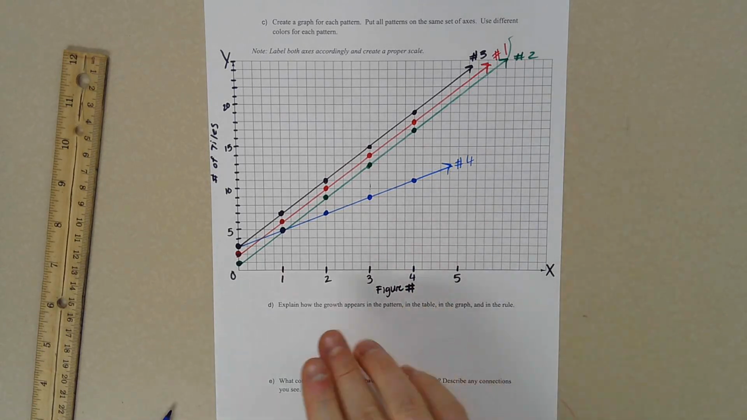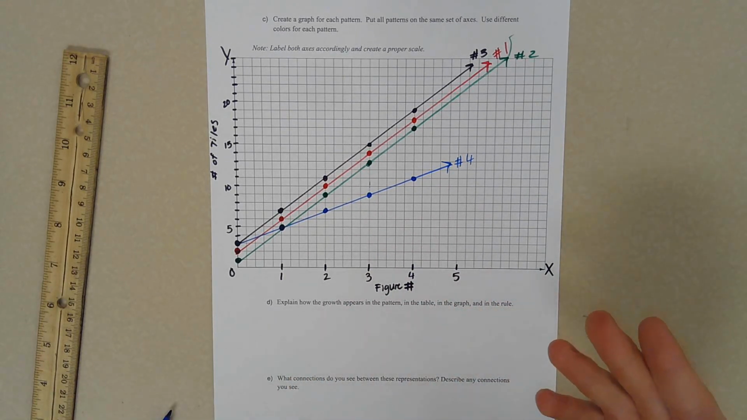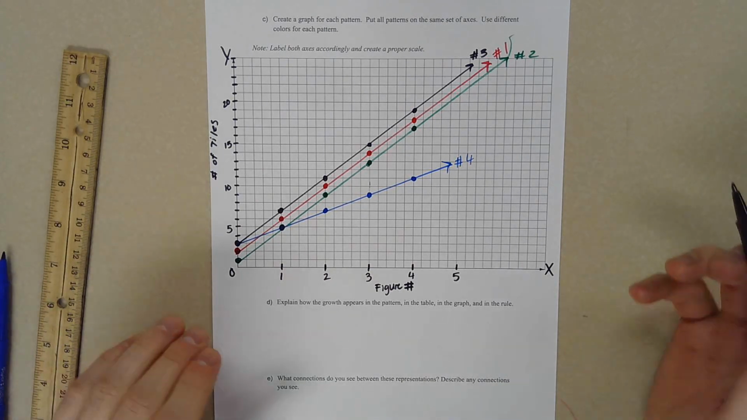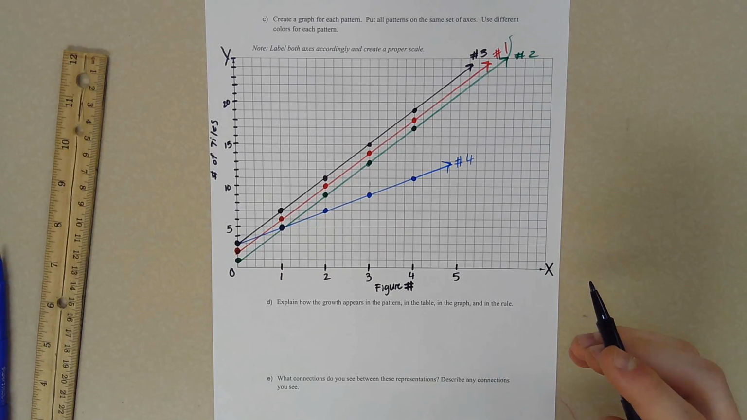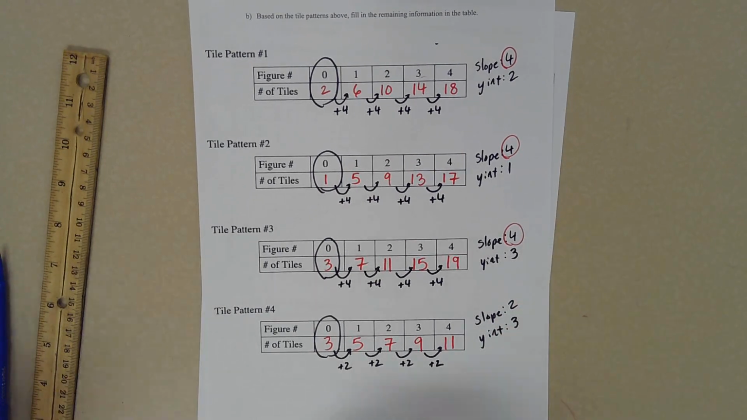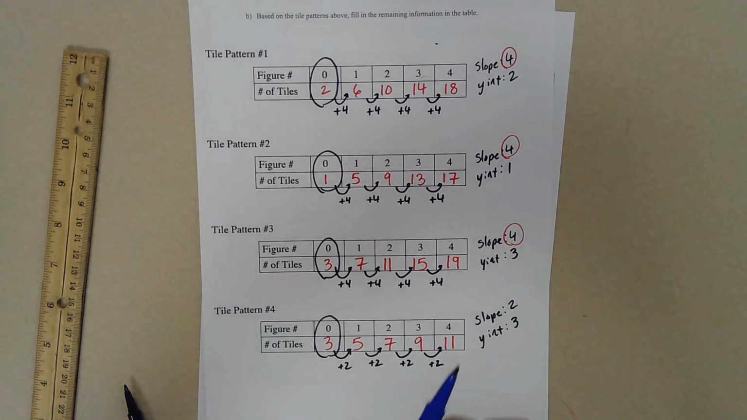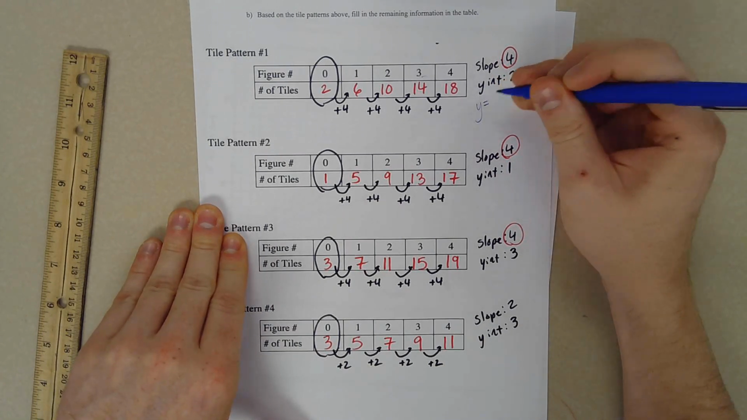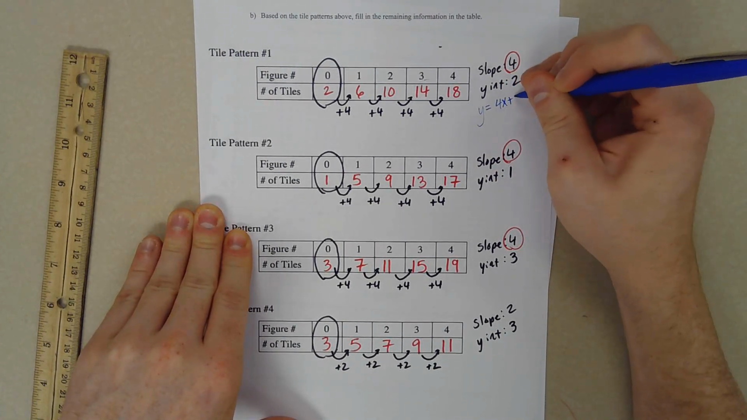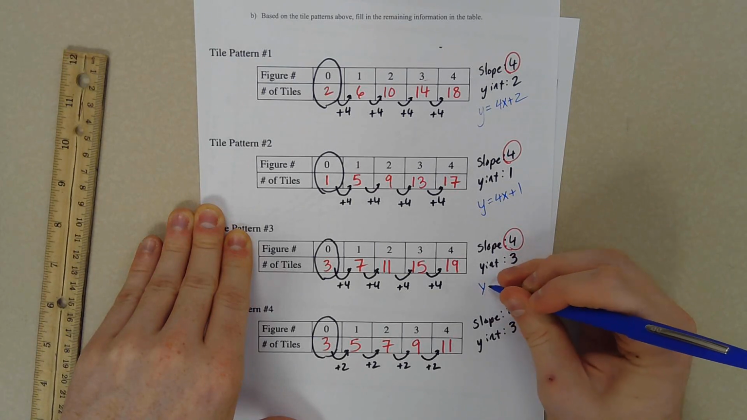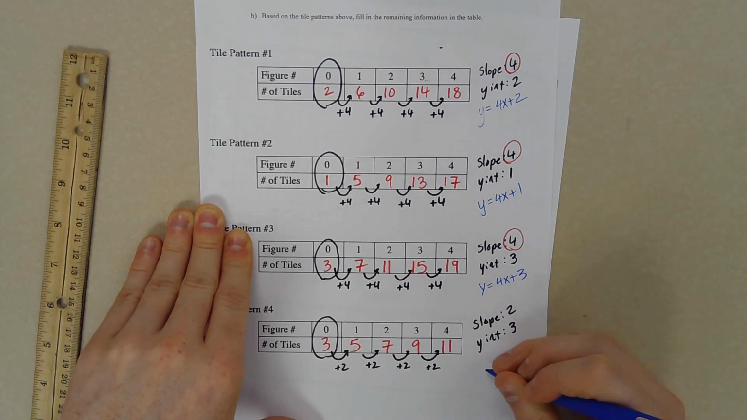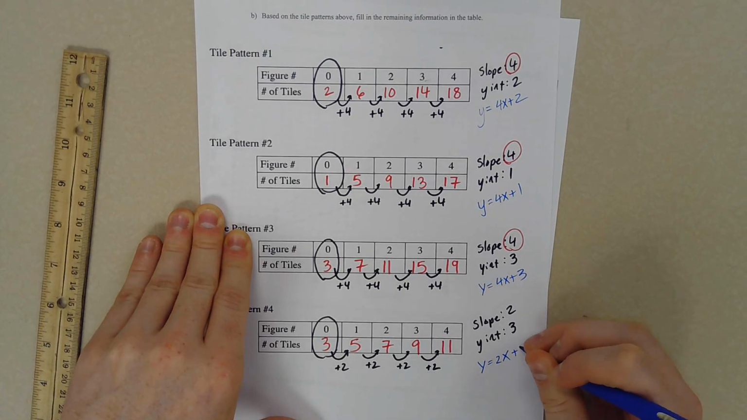So it says in D, explain how the growth appears in the pattern in the table and the graph and the rule. Well, we didn't make our rules yet in any of these. So let's make a rule in each of our tables. So we're going to turn back to our little tables here. We already got our slope and y-intercept basically made. So that would be y equals 4x plus 2, y equals 4x plus 1, y equals 4x plus 3, and y equals 2x plus 3.